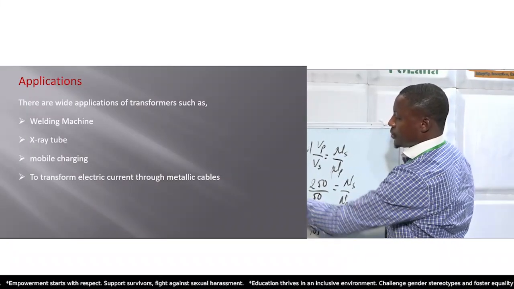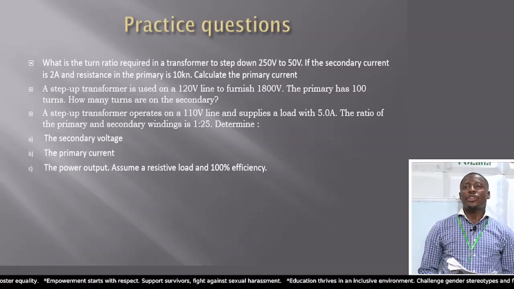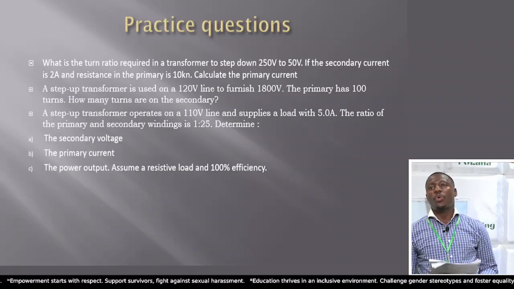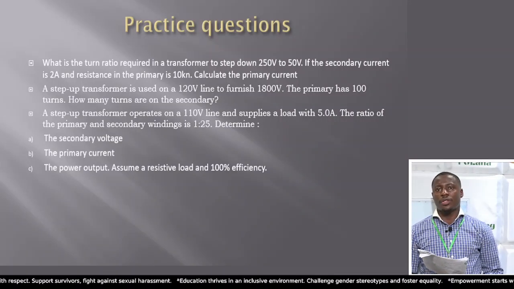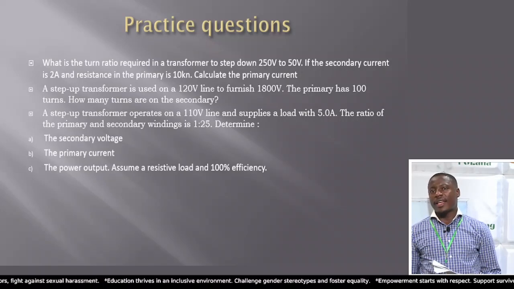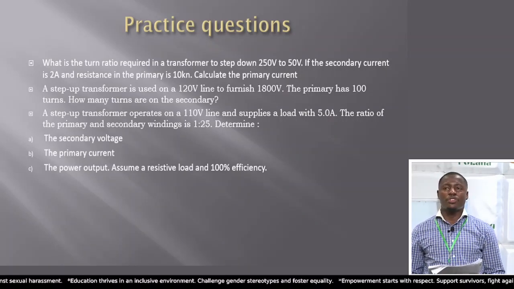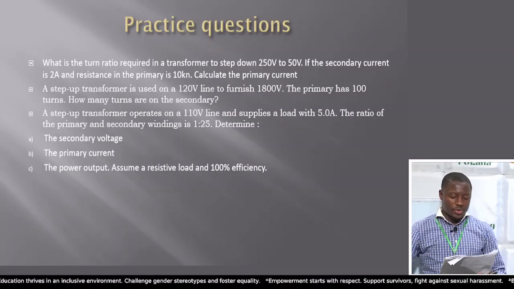The second example says a step-up transformer is used on a 120 volt line to furnish 1800 volts. The primary has 100 turns. How many turns are there in the secondary? So remember what I said: all you have to do is bring out your parameters. It will help you to know this is the problem and this is what you have to solve.